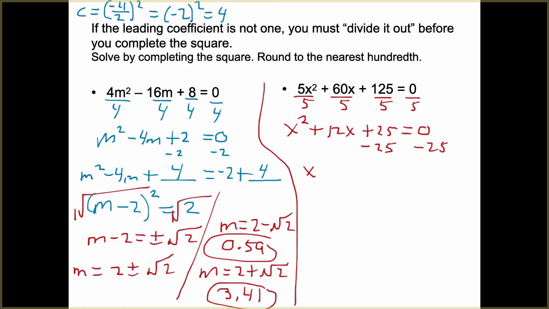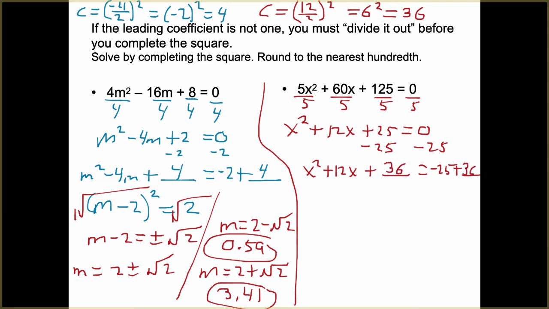So this is now x squared plus 12x plus some c value equals negative 25 plus some number we don't know yet. I'm going to do this on the top. Our c is 12 over 2 all squared. That's our b again, which is 6 squared, which is 36. We're going to add 36 to both sides. The left side is now a perfect square trinomial. We take the square root of the first, square root of the last, sign in the middle, all squared.